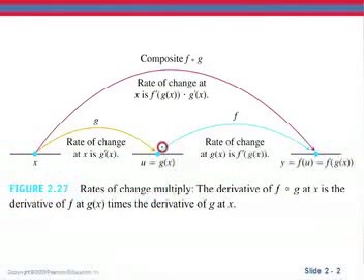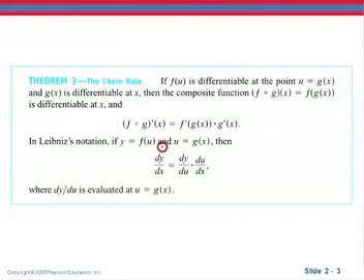What this rule tells us is that rates of change multiply. The derivative of f of g of x is the derivative of f at g of x times the derivative of g at x. That can be written in two different forms. The top form: the derivative of f of g of x is f prime of g of x times g prime of x.